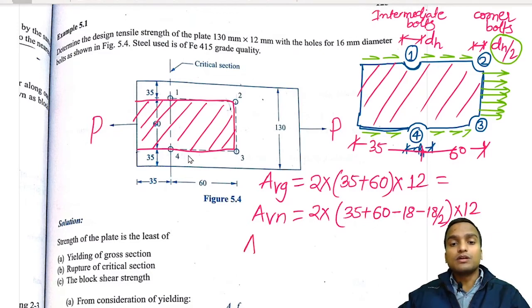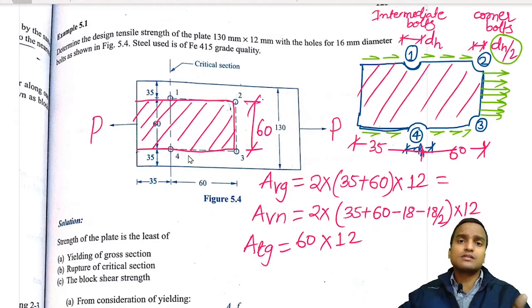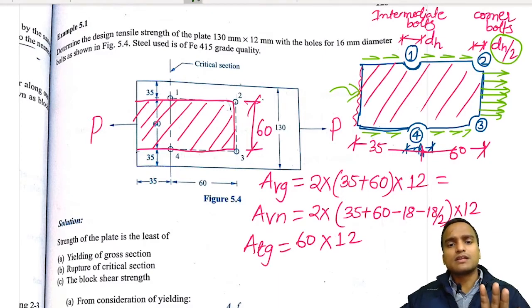Now let us come to the A_tg, and the gross area in the tension plane is very easy. The gross length, you can directly write it, is 60, and 60 into 12, and there is only one tensile plane. I am not considering the other plane as a tensile plane because it is the end of the plate, so there are no forces being generated there at the end. So there is only one tensile plane.